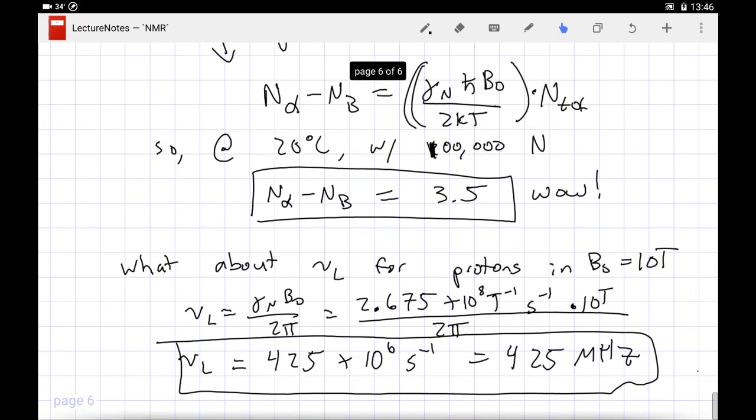Now, let's look at this Larmor frequency for protons in an external magnetic field of 10 Tesla. It's gamma n times B naught over 2 pi. We can look up the gyromagnetic ratio, gamma n, for a proton. It's 2.675 times 10 to the 8th per Tesla per second, times the external magnetic field of 10 Tesla divided by 2 pi. Now that comes out to be 425 times 10 to the 6 hertz, which is 425 megahertz.